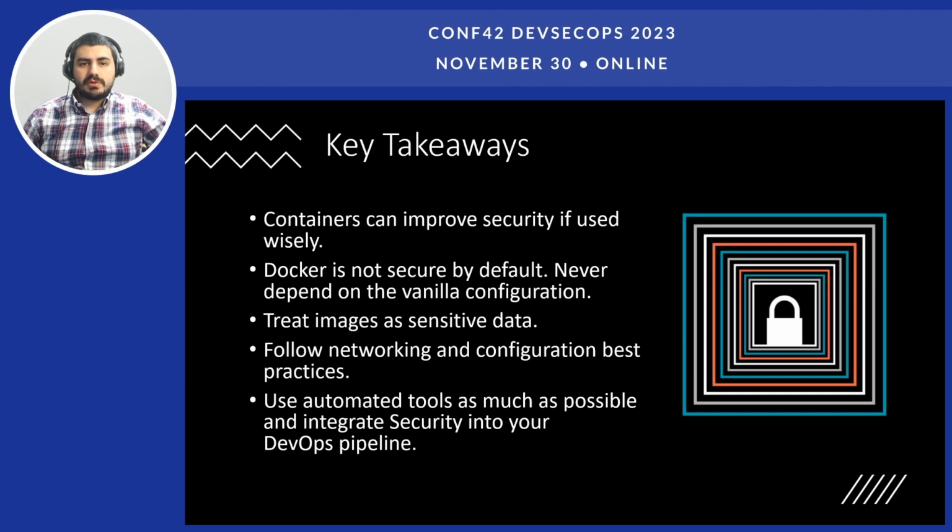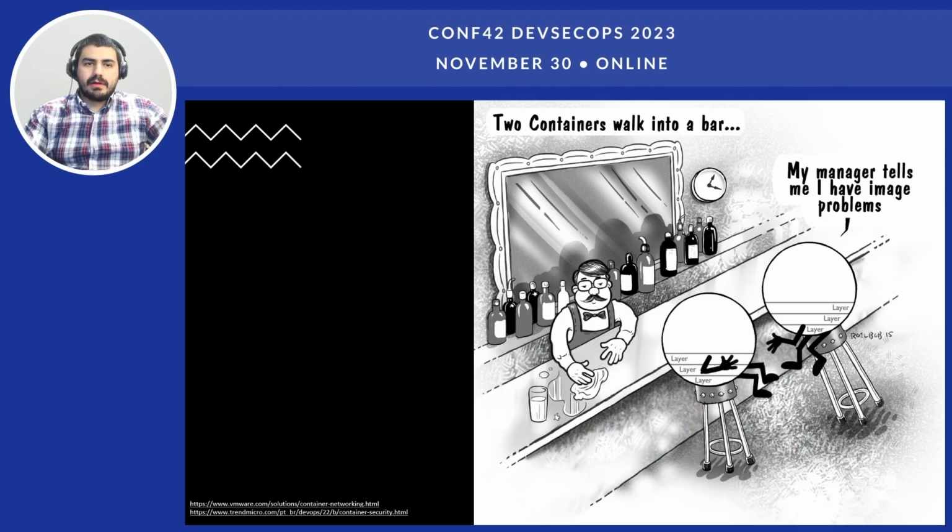Always treat images as sensitive data. As we could see, there are a lot of vulnerabilities and potential gaps that could happen if you are not tracking your images. Finally, also follow network and configuration best practices. I shared with you a couple of them. There are a lot more, so you can always keep track of these kinds of best practices. Finally, use automated tools as much as possible to integrate your security into your DevOps pipeline.